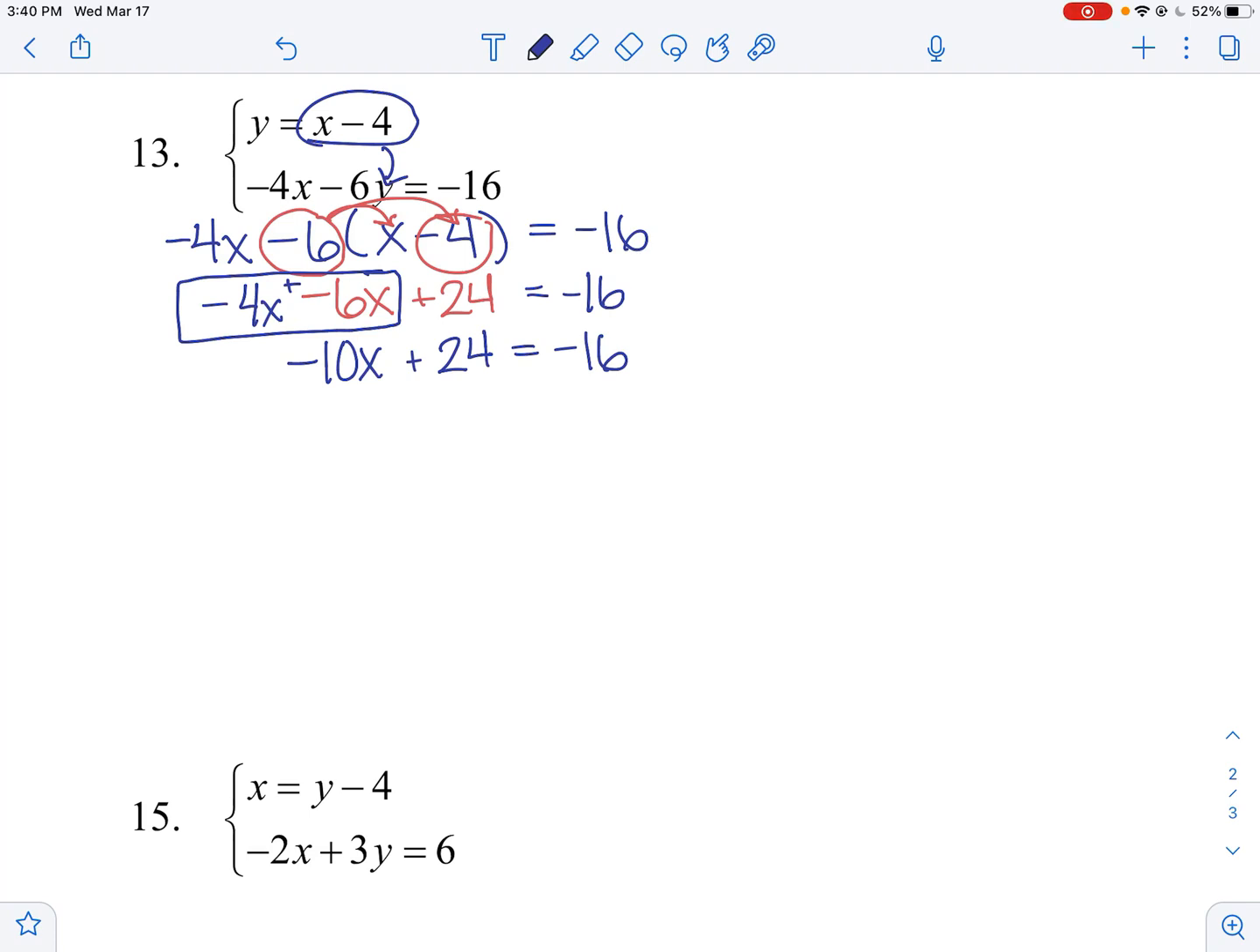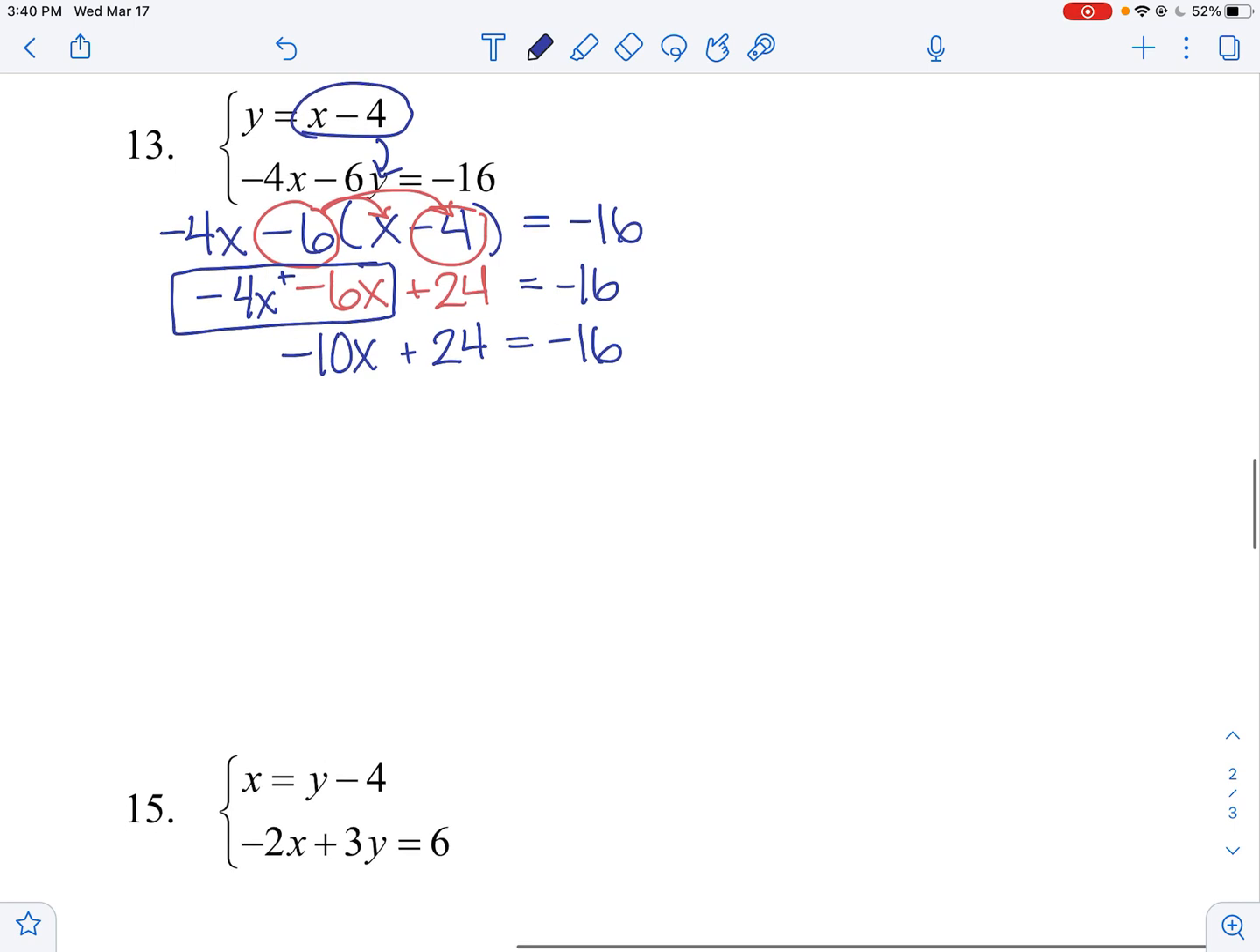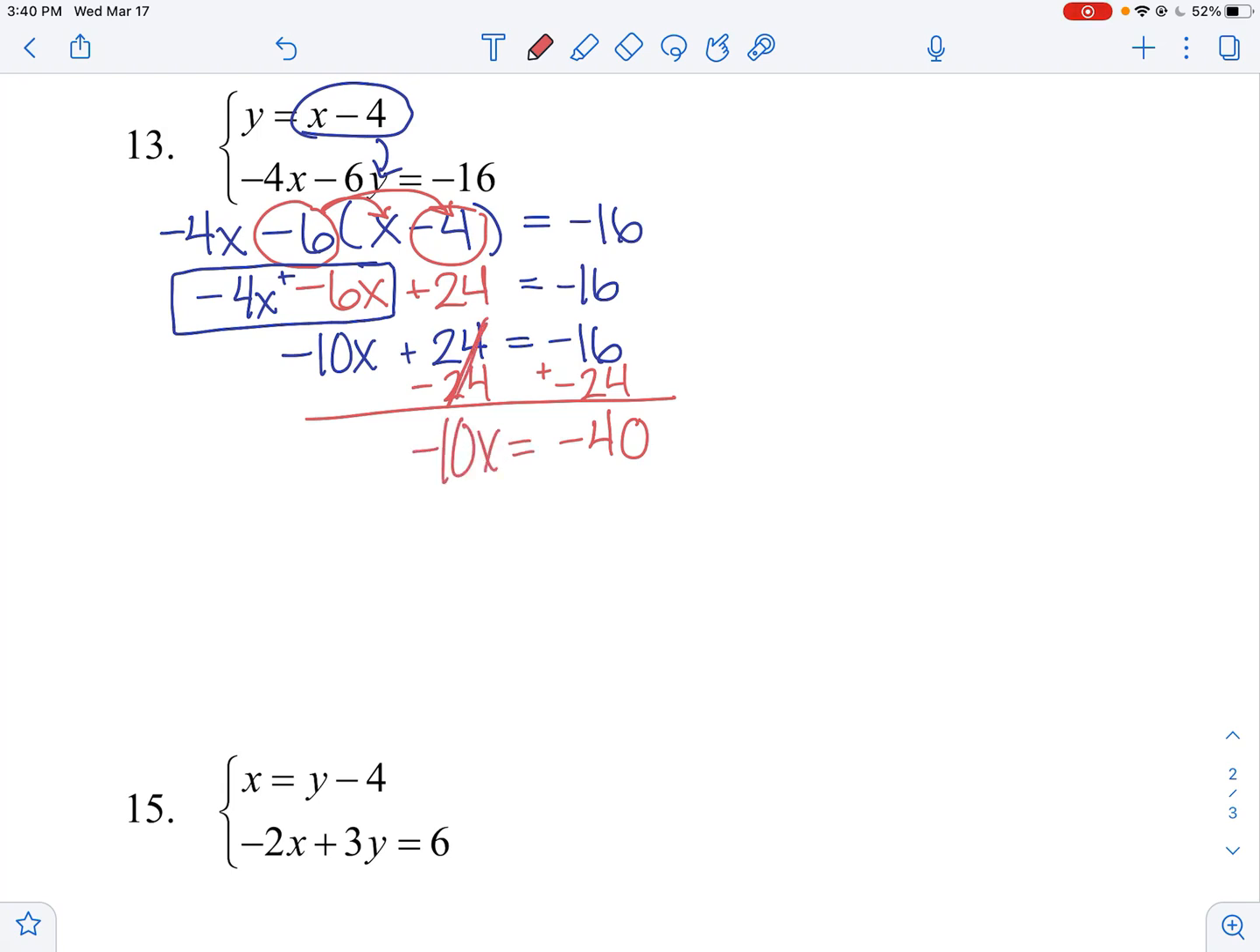So we've got all the x's on one side. We need to move our constants to the other side. So this says add 24. We're going to do the opposite and subtract. So now, negative 16 minus 24, or negative 16 plus negative 24, would be negative 40. This one cancels, so negative 10x equals negative 40.